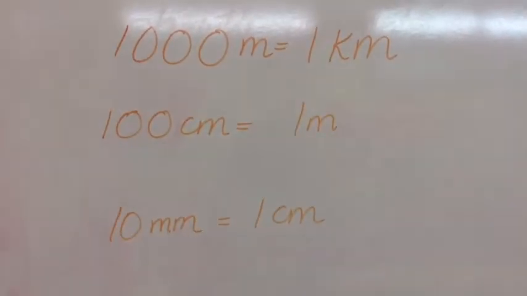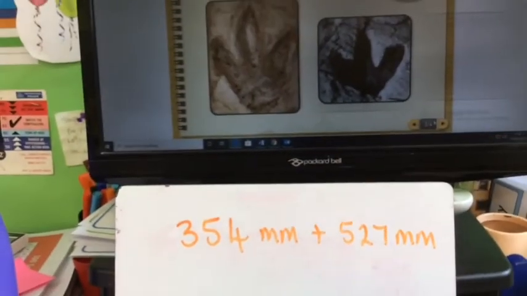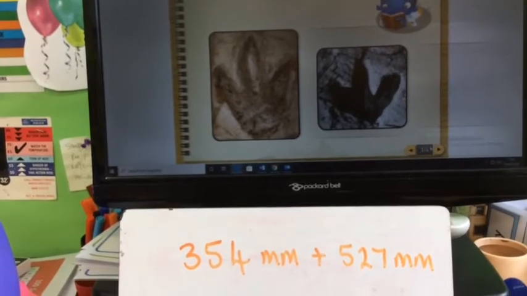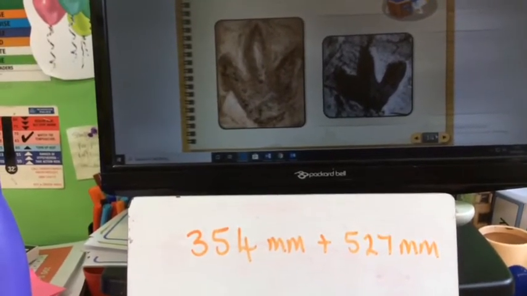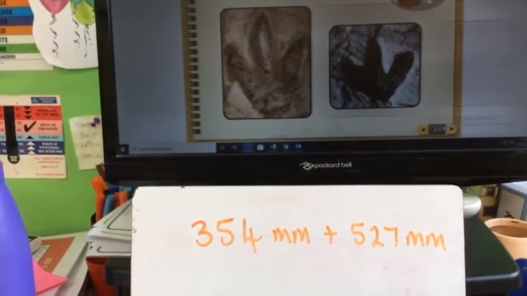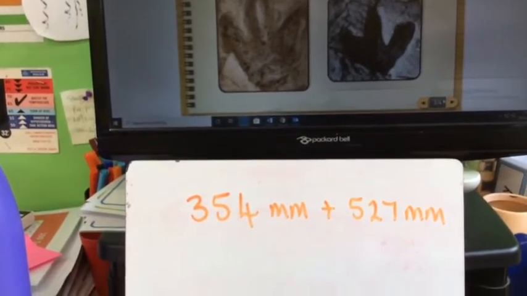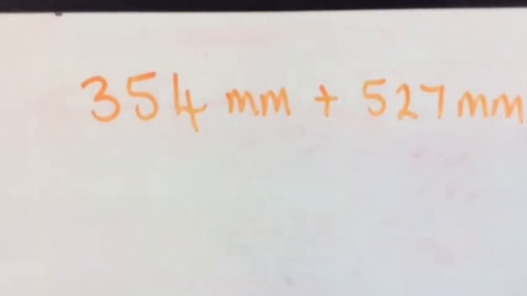Let's get back to those dinosaur footprints. So, the one on the left is 354 millimetres long. The one on the right is 527 millimetres long. It looks like it's the other way round in that photograph, but that's just the way they've set it out. What's the total length of those two footprints? How could you work this out?